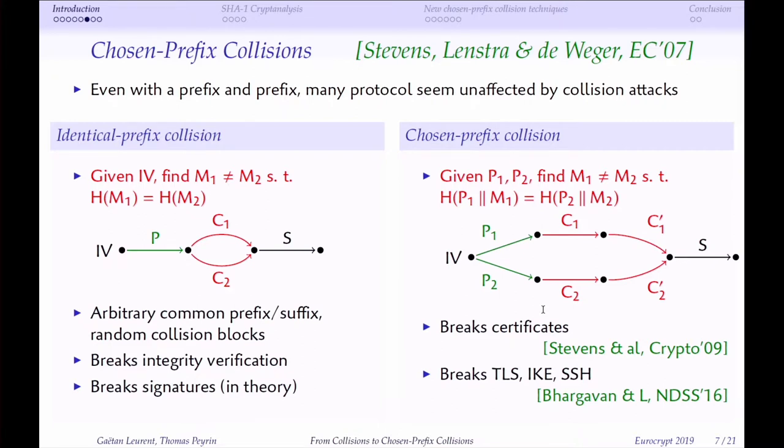What this means is that a challenger gives you P1, P2, and now you have to find two messages, M1, M2, so that P1 M1 and P2 M2 give a collision. And if you know how to do this, you can break a lot more stuff. You can break certificates, and you can break many internet protocols.